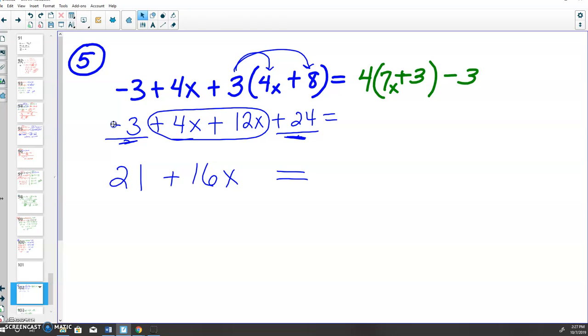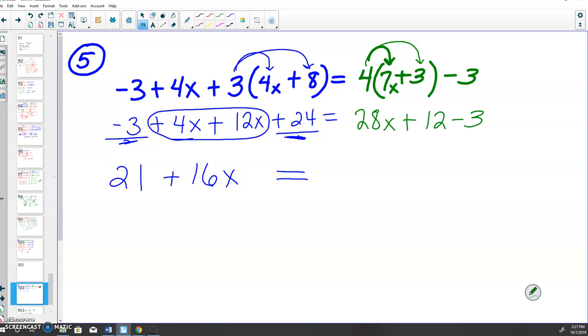So if you look over at the other side, what's 4 times 7? 28 what? X. And what's 4 times 3? 12. Do I have any like terms? 12 minus 3, right? What's 12 minus 3? 9. Now I'm going to put all my numbers on one side and all my numbers with the same variable, which is a letter, on the other.